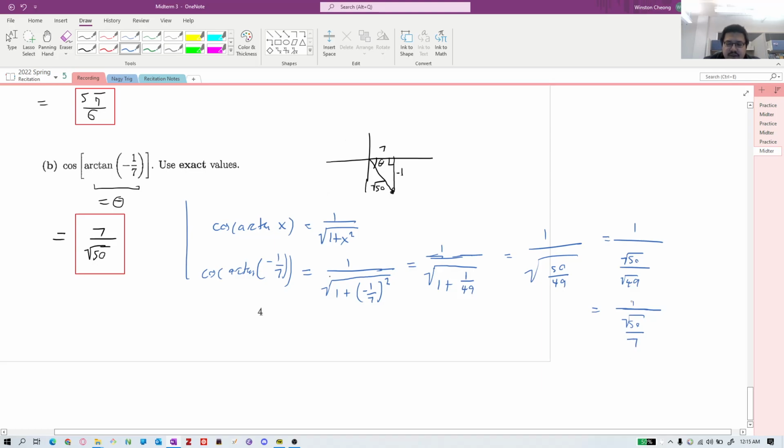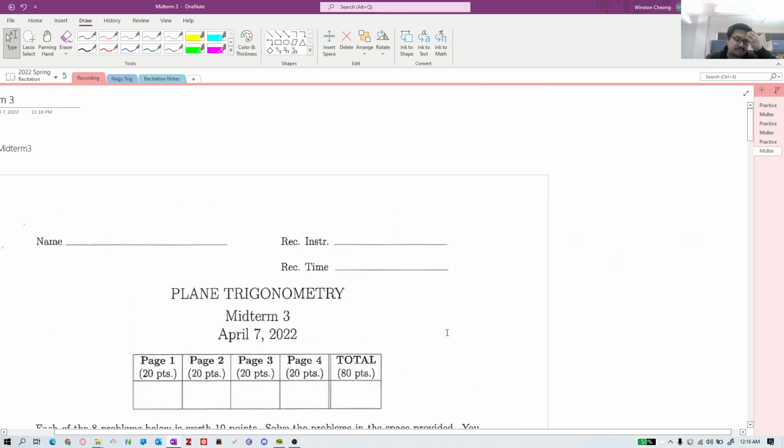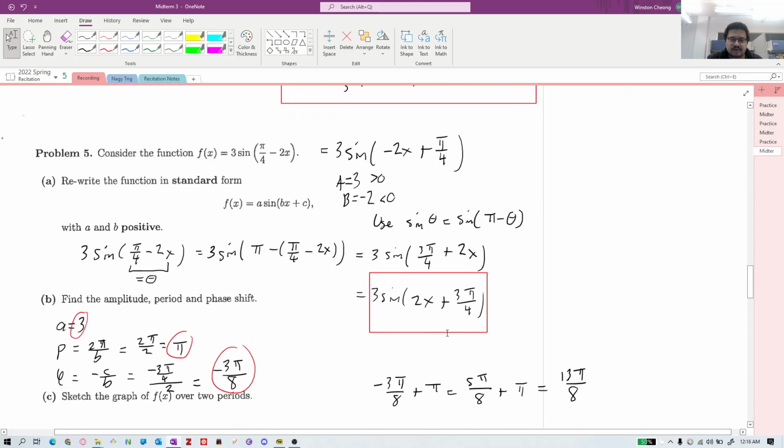And then lastly, I want to get rid of this fraction in a fraction. The way this works is, think of this as 1 divided by a number. So you can reciprocate that. This is going to be 7 over root 50. So we indeed end up at the same answer as we would get if we thought of things geometrically instead of algebraically. Okay, and I guess that's it.